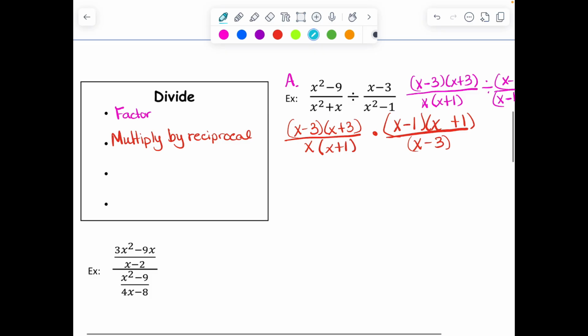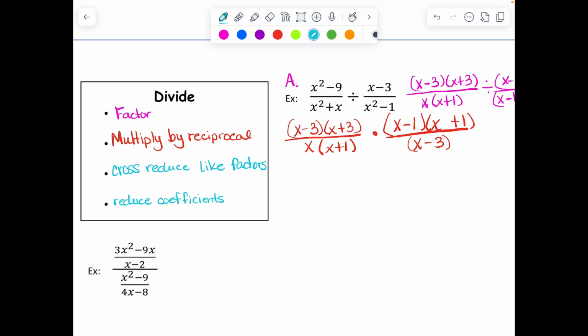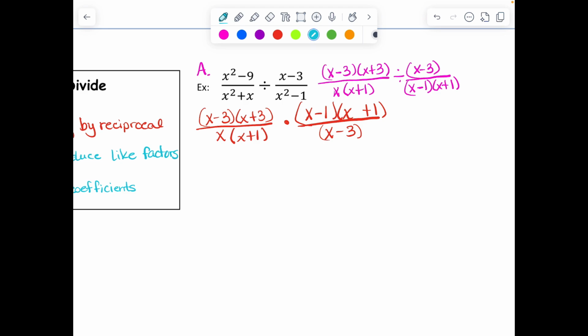And now we cancel out like factors, or cross reduce. And then just like before, we'll reduce coefficients if we have them. So we start here, we have an x plus 1 and an x plus 1, an x minus 3 and an x minus 3. So what we have left is x plus 3 times x minus 1 all over x. And we are simplified.